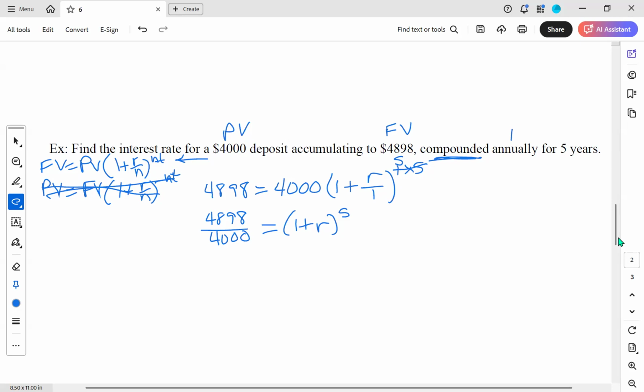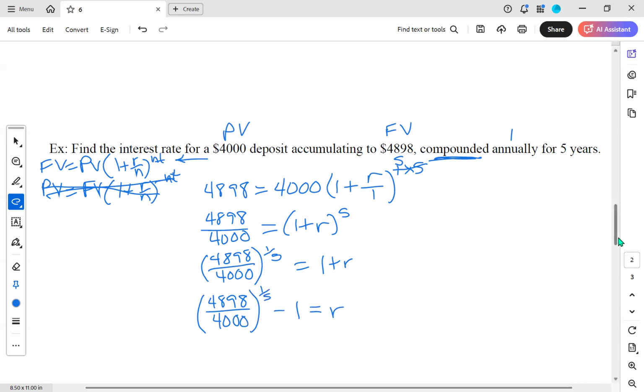So we need to take the 5th root, but when I bring it over, I'm going to bring it over as 1 over 5. So I got 4,898 divided by 4,000. And don't plug anything into your calculator yet. To the 1/5 power equals 1 plus R. And then finally, I need to subtract the 1. So I'll have 4,898 divided by 4,000 raised to the 1/5 power minus 1 equals R.